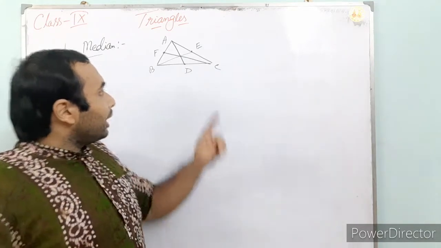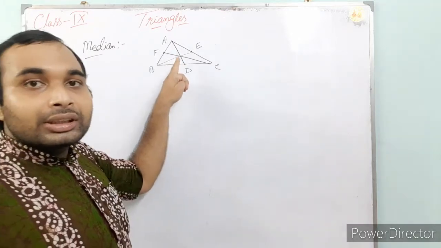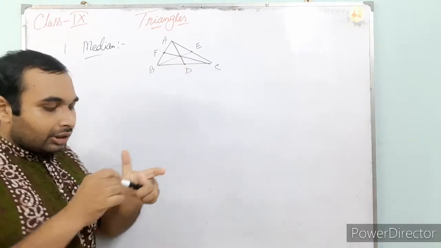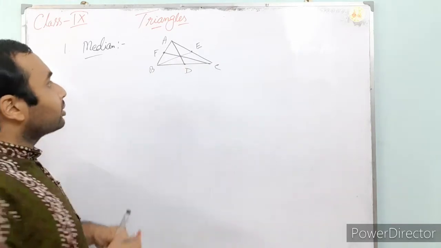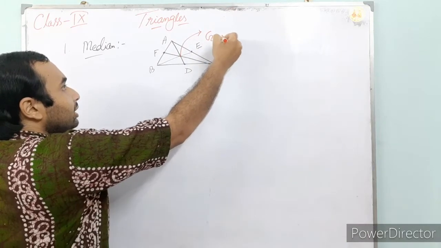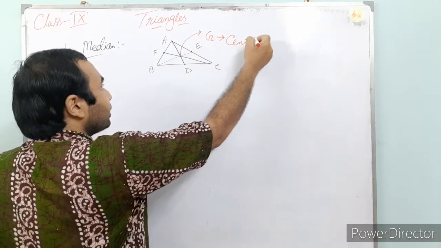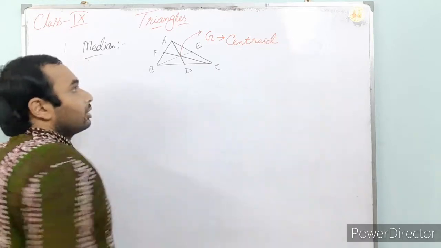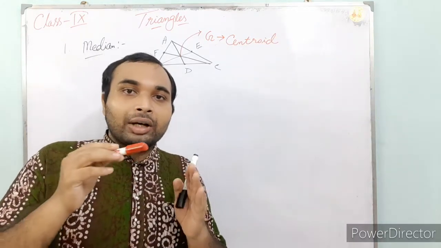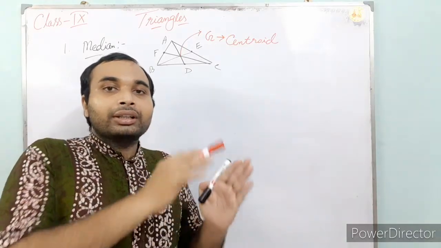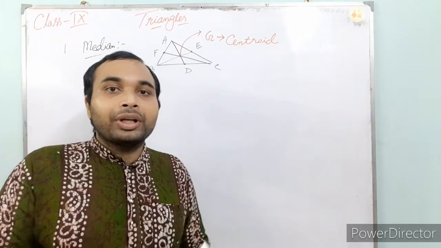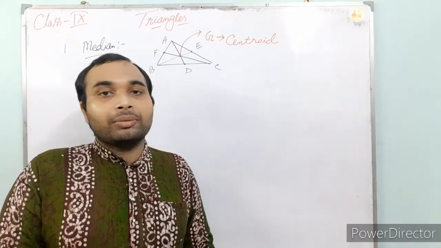Now see, those medians are intersecting at a single point. That point we traditionally name G. G is the centroid. What is the centroid of a triangle? The point where the three medians of a triangle intersect is called the centroid of the triangle.